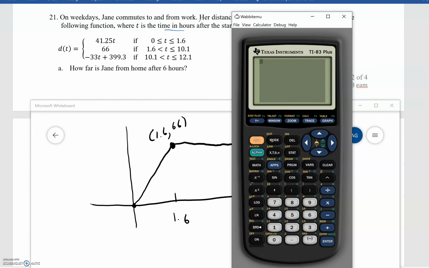So I'm going to evaluate this at 12.1 because I want to know where it ends up. I made the assumption that 10.1 was also 66, but let's just check to be sure. Aha. Did I enter that correctly? Oh, look at that. I've screwed up. That's supposed to be 399.3. I got in a hurry, so forgive me for that. Let me go back and run that computation again.